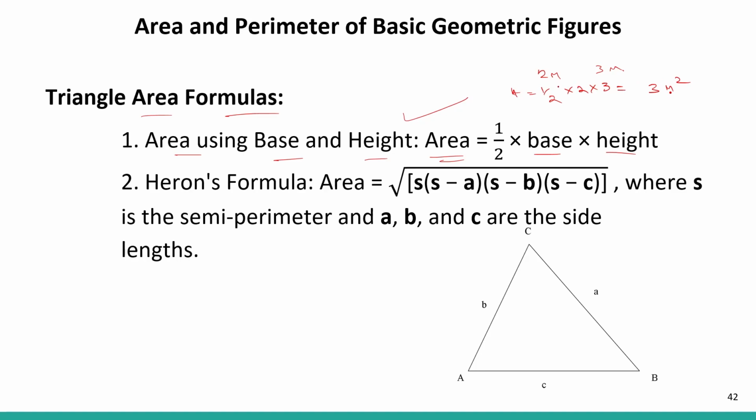So what is Heron's formula? The area is equal to the square root of S into S minus A into S minus B into S minus C, where S is the semi-perimeter and A, B, C are the side lengths. So what is the semi-perimeter?